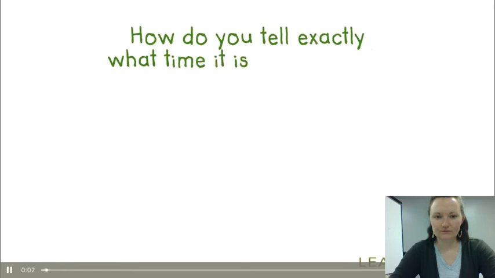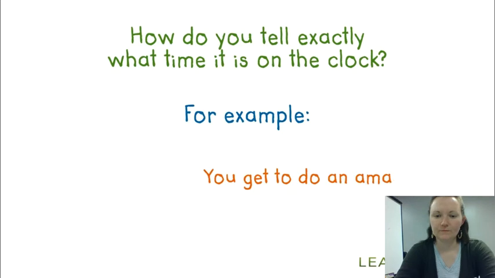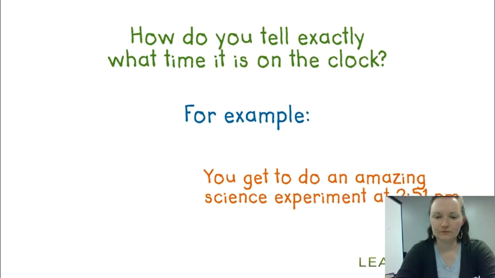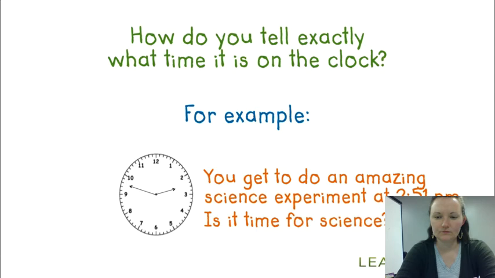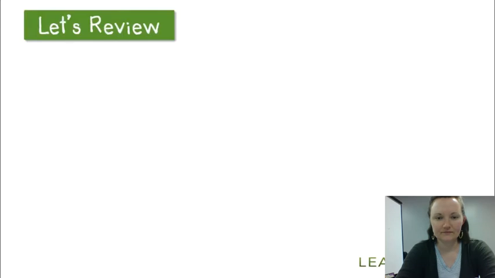How do you tell exactly what time it is on the clock? For example, if your teacher tells you you get to do an amazing science experiment at 2:51 p.m. and you look at the clock and you see this, how do you know if it's time for science? In this lesson, you will learn how to tell time to the exact minute by using a counting strategy. Let's review.